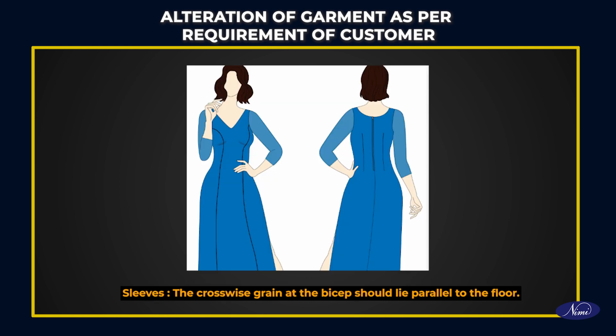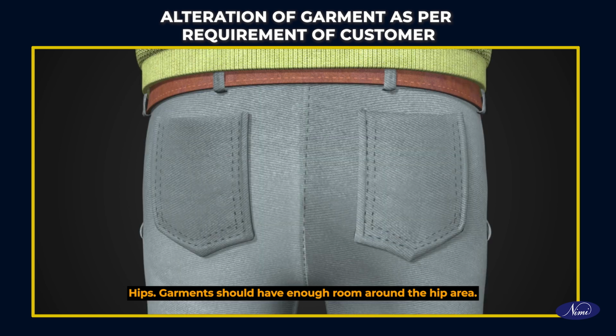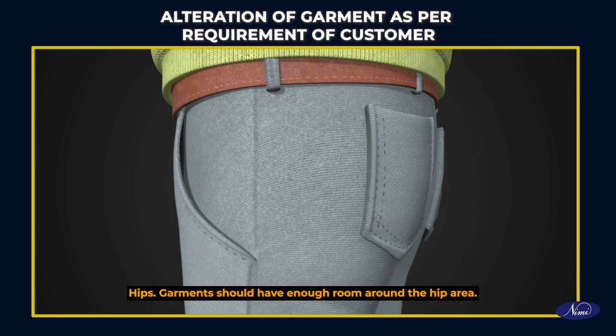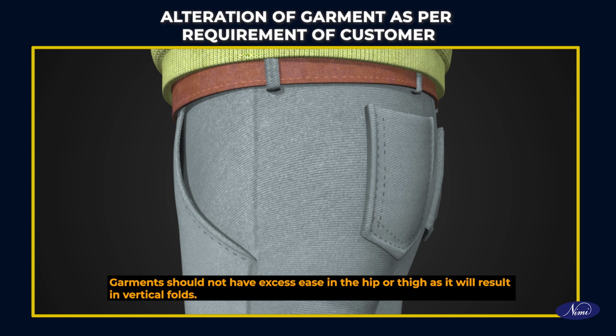Sleeves: the crosswise grain at the bicep should lie parallel to the floor. The sleeve should not be too fitted or too loose, as both can cause discomfort. The narrowest part of the garment should fall at the wearer's waist. Hips: the garment should have enough room around the hip area. It should not have excess ease in the hip or thigh, as it will result in vertical folds.